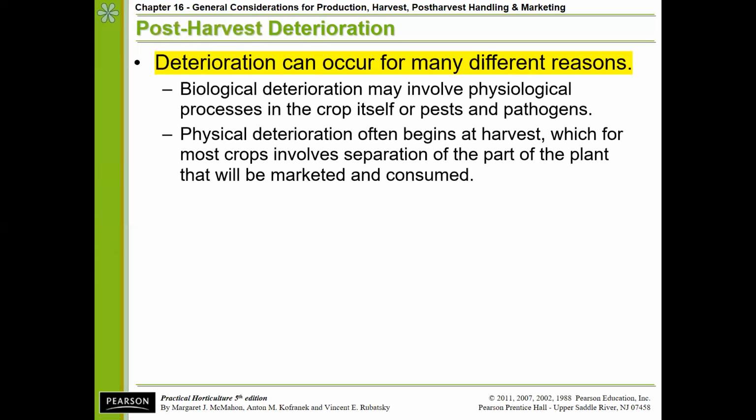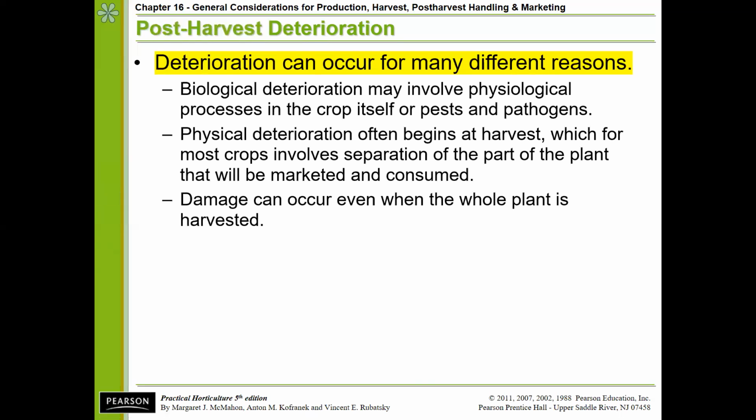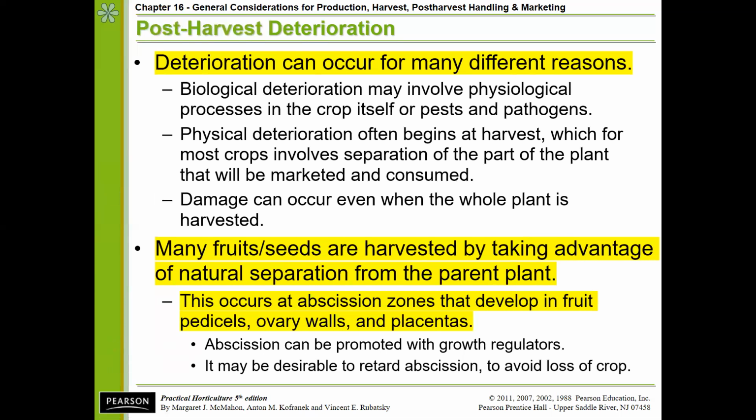We also have physical deterioration, and that's usually dealing with damage, which can occur even if you're harvesting the whole plant. All kinds of ways that we can have damage. So anytime that we're separating mechanically or by hand these fragile crops, especially like the fresh market fruits, they're susceptible to damage.